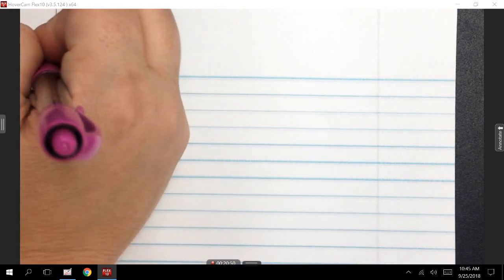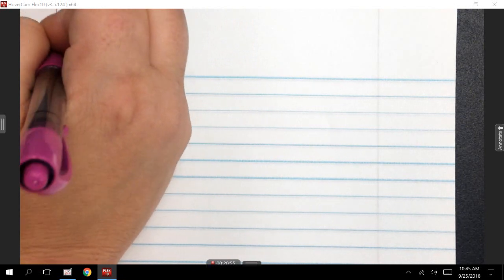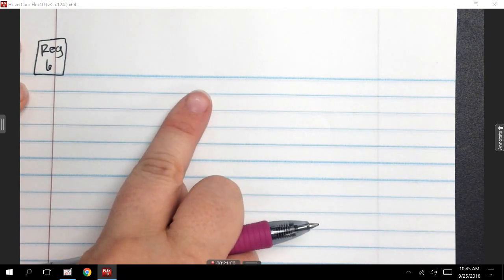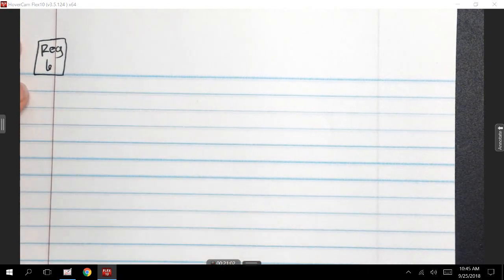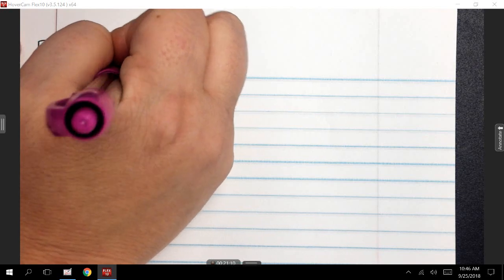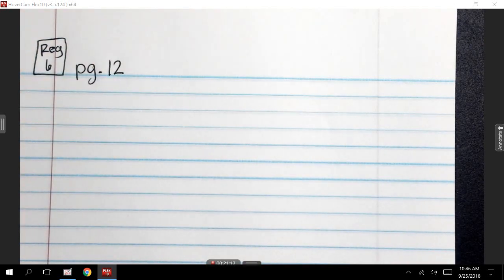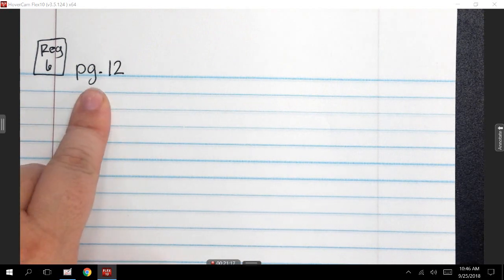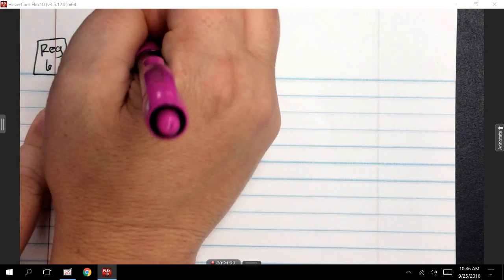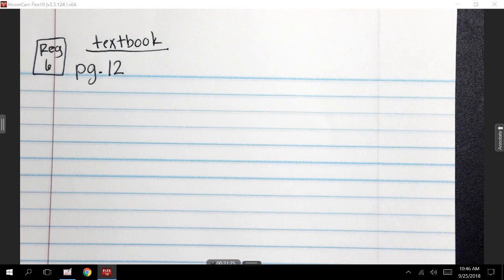All right, so for my regular math 6, I'm going to write it down on here. You don't have to write down regular math 6, okay? All right, regular math 6. On the top left-hand side of your paper, we're going to write down page 12, because that's the page in our textbook our homework is on. If we don't finish in class, where are you going to look when you get home? Page 12 in your textbook. I'm going to even write down textbook just in case so we know where to look.